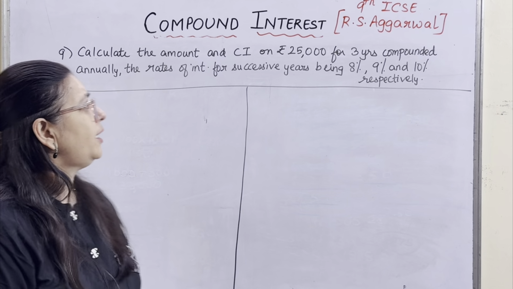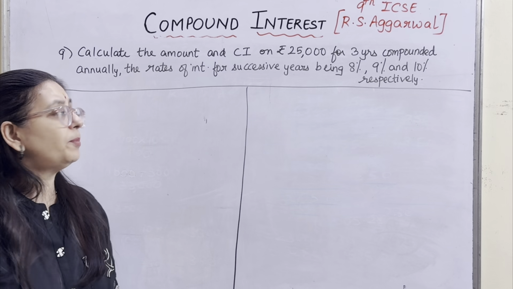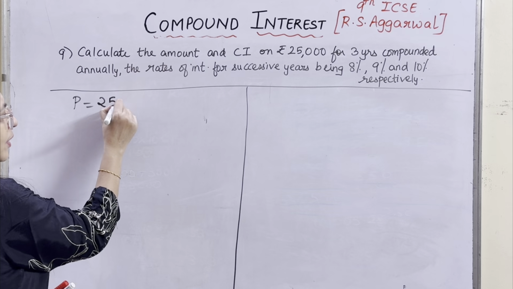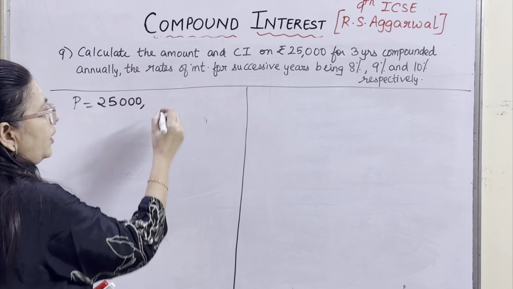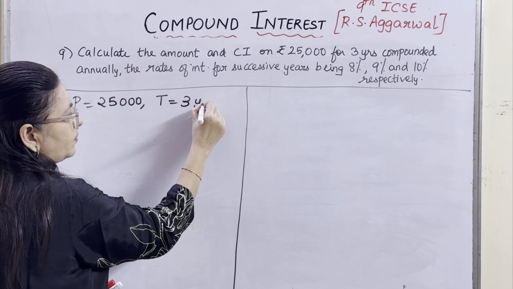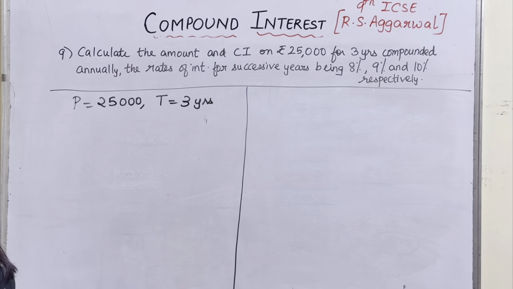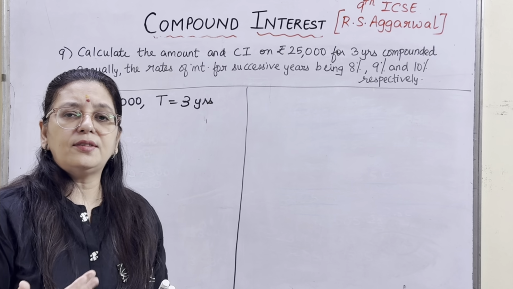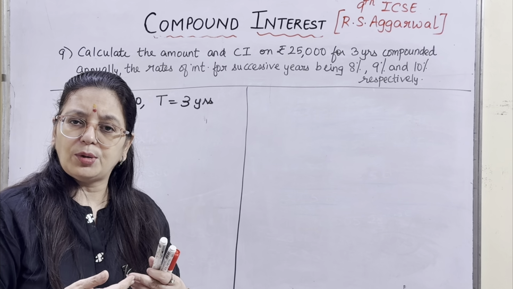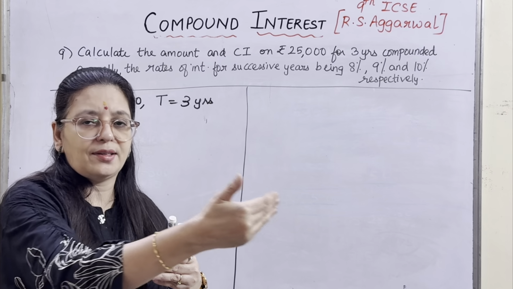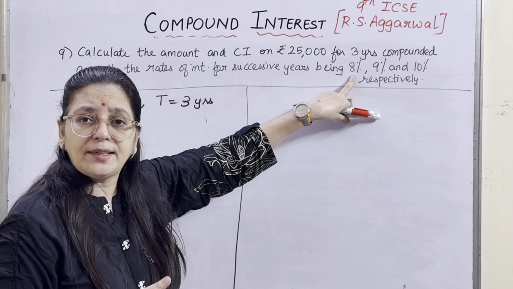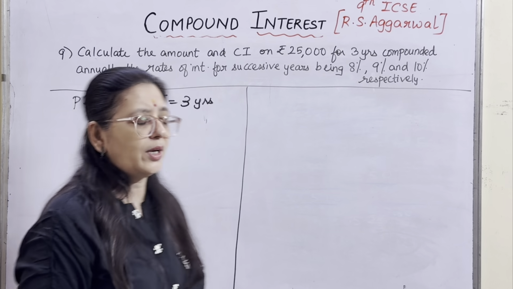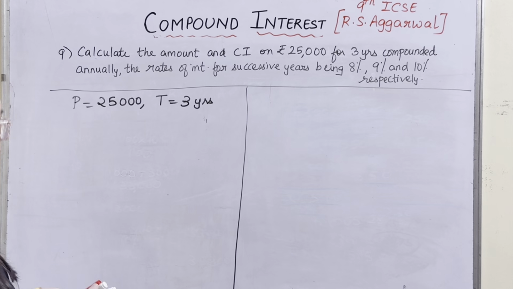Let's go to question number 9. Calculate the amount and the compound interest on rupees 25,000. So principal is 25,000 rupees for 3 years. Time is 3 years, which is compounded annually. The rates of interest for the successive years. What do you mean by successive years? Successive years means, for example, right now we are at 2025. So 25, 26, 27. So for 2025, the rate is 8%. For 26, it is 9%. For 27, it is 10%.